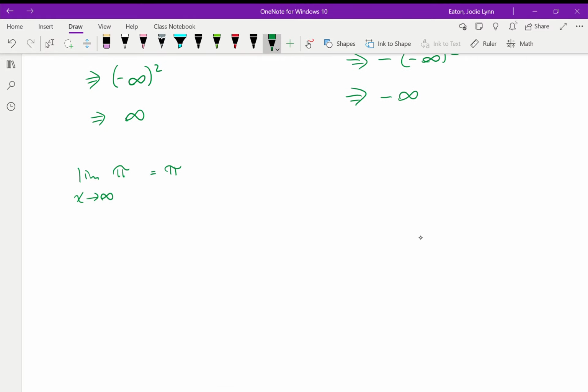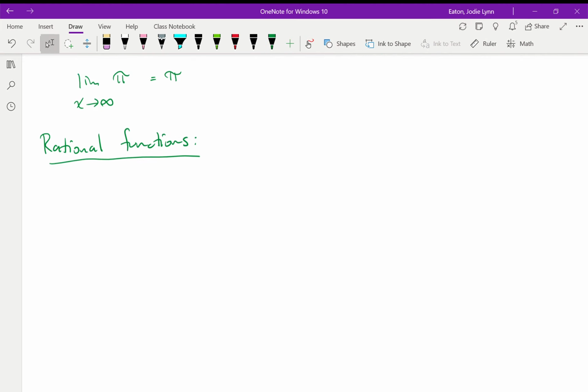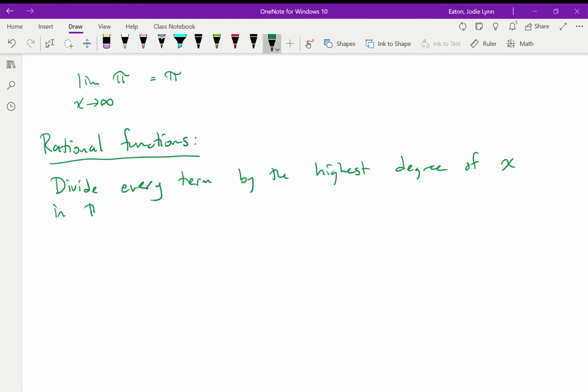Okay, so what happens if we have rational functions? Okay, so if we're looking at the limit as x approaches infinity, we want to divide every term by the highest degree of x in the denominator. Okay, so let's look at an example.